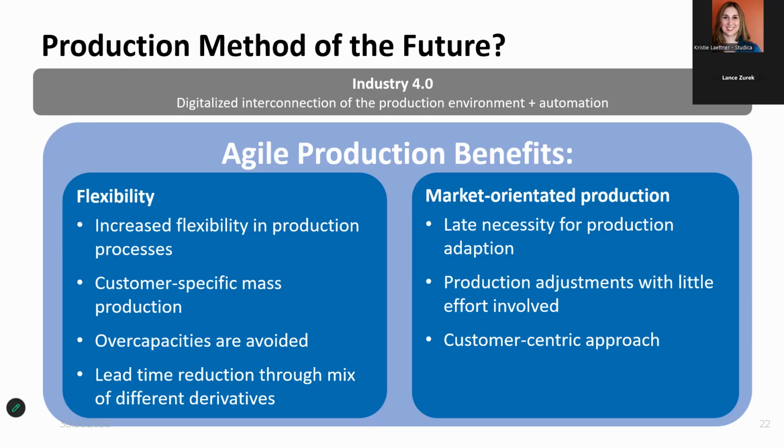And this includes the increased flexibility in production processes, being able to offer customer specific mass production while avoiding overcapacity, and also reducing lead time through a mix of different derivatives. An additional benefit is being able to produce goods as specifically dictated by the wants and needs of your customers.